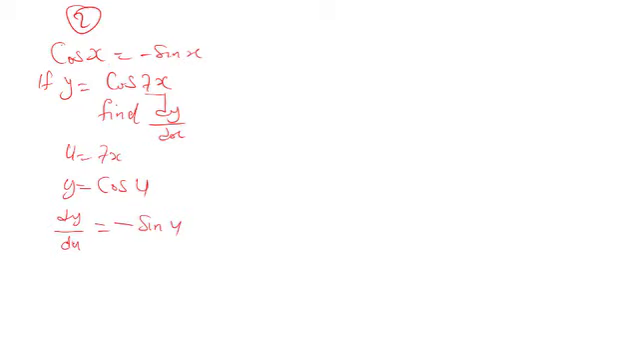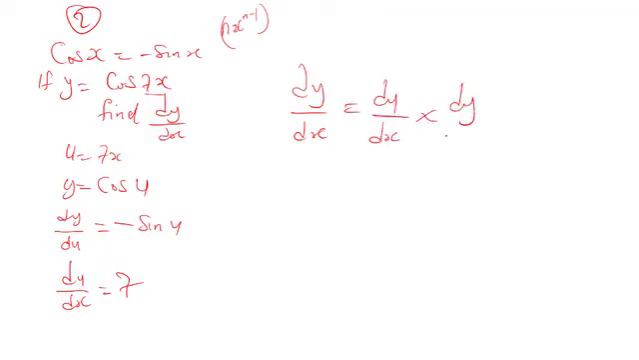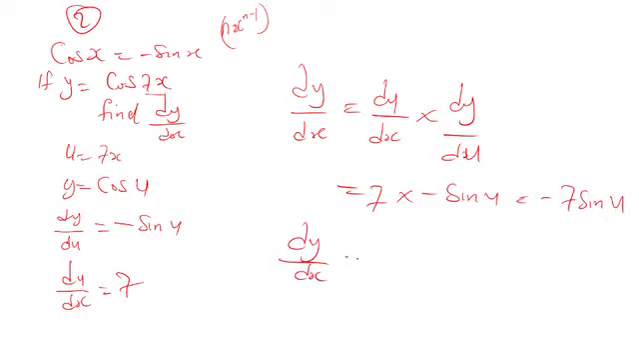That's for dy/du, but that's not what we're looking for. We're looking for dy/dx, so we have to do du/dx. If you differentiate this, remember our rule. I always like you stating it at each point. So this becomes 7. From this, our value for dy/dx will be equal to du/dx times dy/du, which is 7 times dy/du. For dy/du you have minus sine u, which gives minus 7 sine u. So for our dy/dx, the minus 7 sine, we can't put u. Our u was 7x.